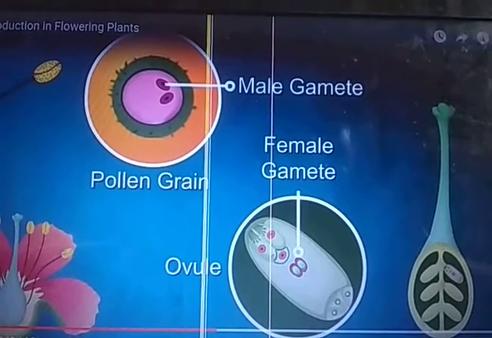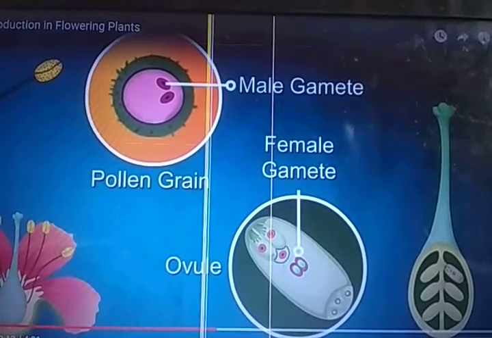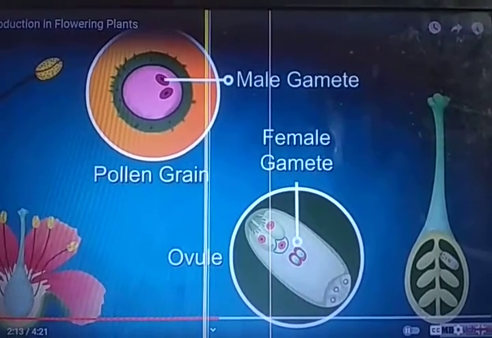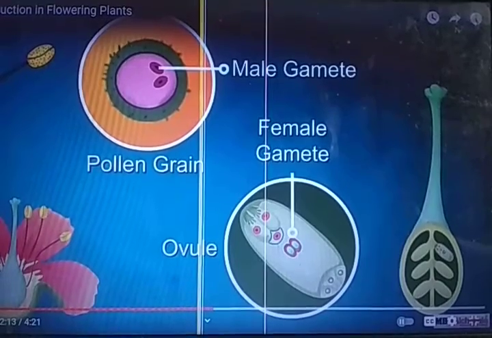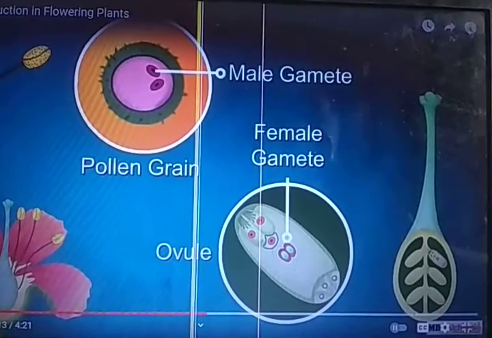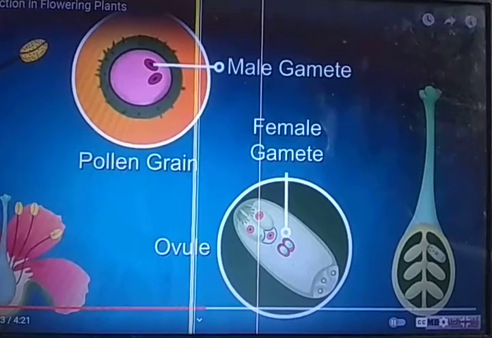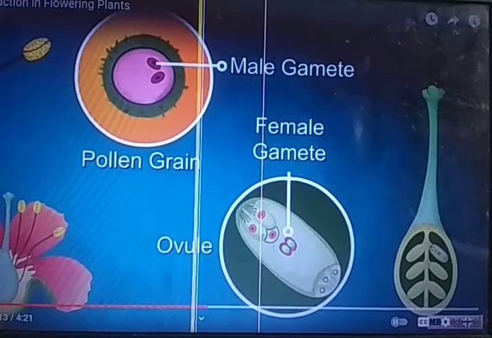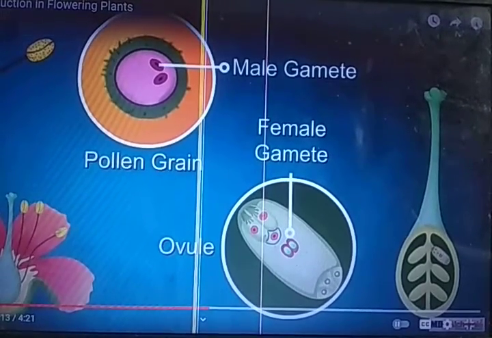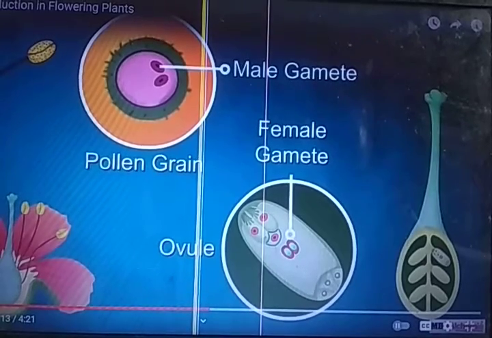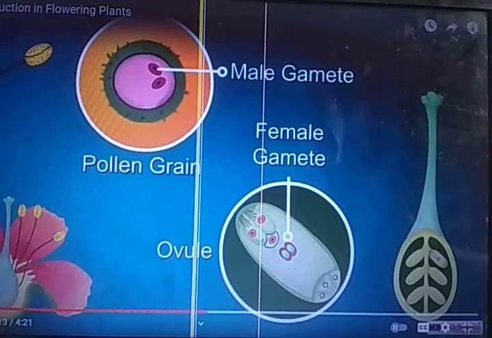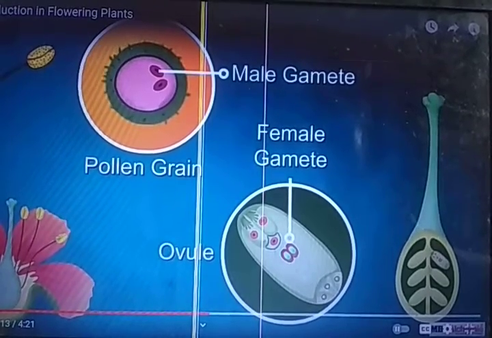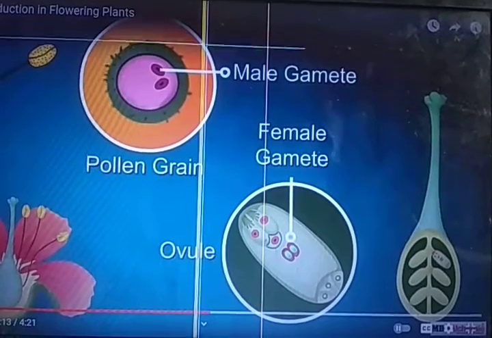Androecium is the male reproductive whorl of the flower. It is composed of the stamen. In the stamen, there is a filament which has a pollen sac. Inside the pollen sac, pollen grain is there, and that is the male gamete. In the same way, gynoecium is the female reproductive whorl of the flower. Its unit is called the carpel. At the bottom of the carpel, there is an ovary which contains ovules. Each ovule has an egg cell, that is the female gamete.